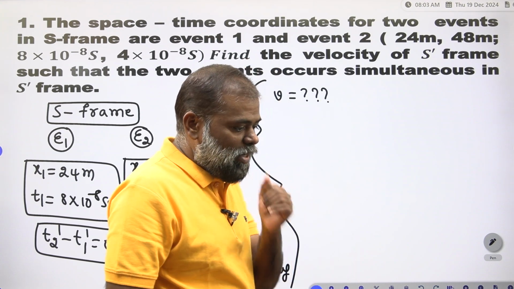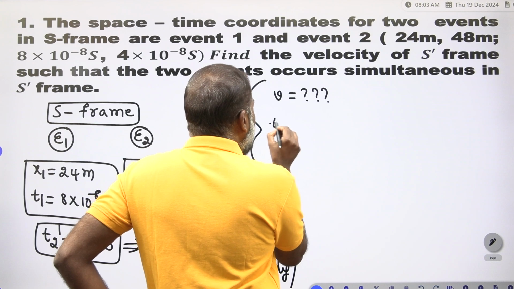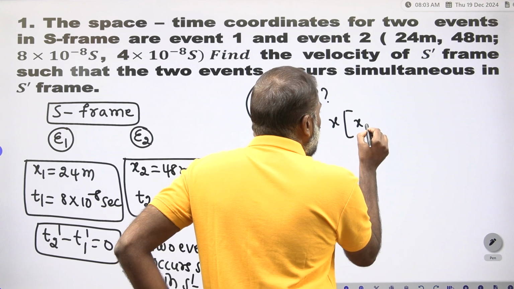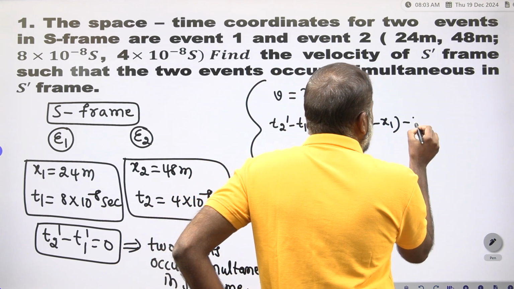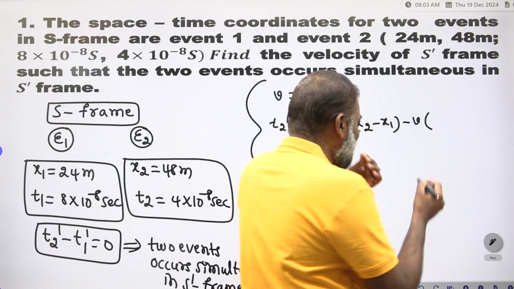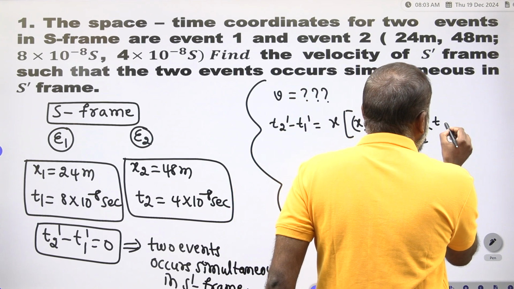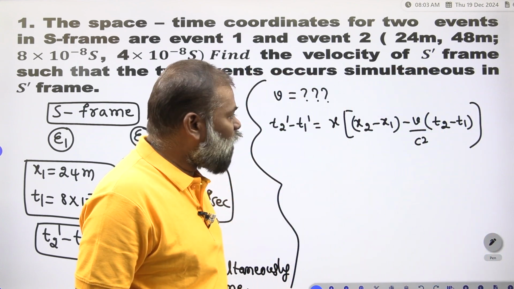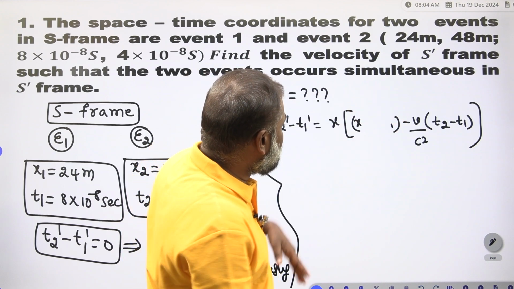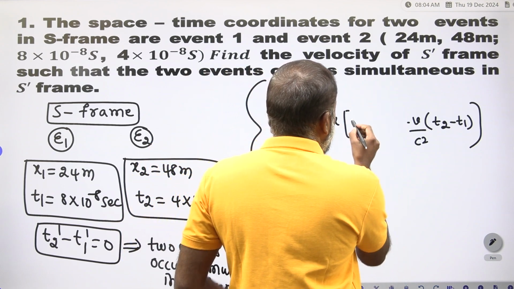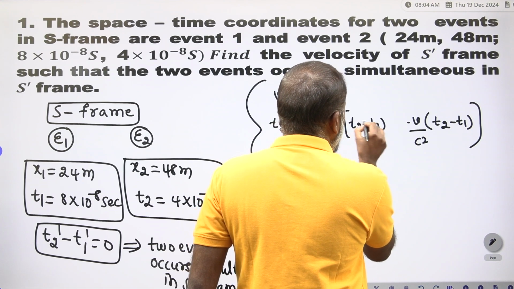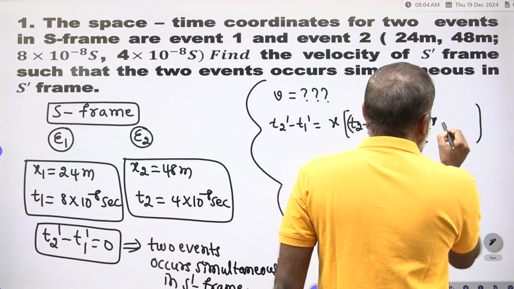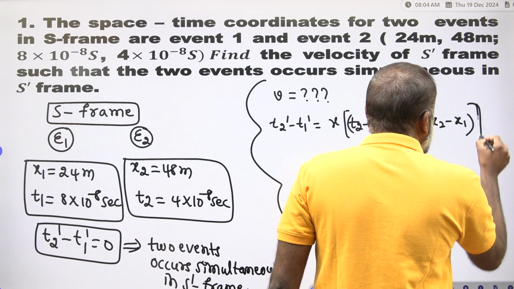What is our formula? Our fundamental formula is T2 dash minus T1 dash is equal to gamma into (T2 minus T1 minus v by c square into x2 minus x1). So this is gamma into T2 minus T1 minus v x by c square, with x2 minus x1. Now you substitute the values.